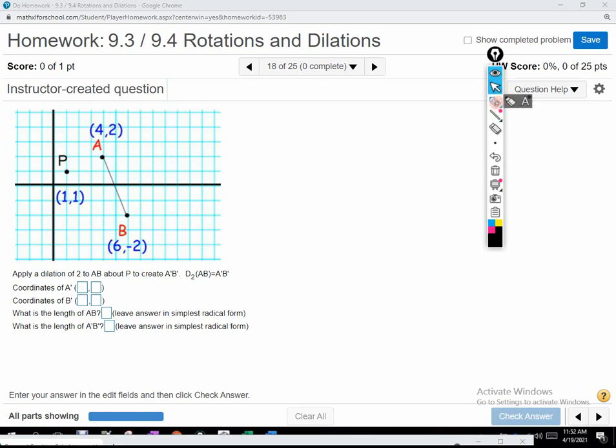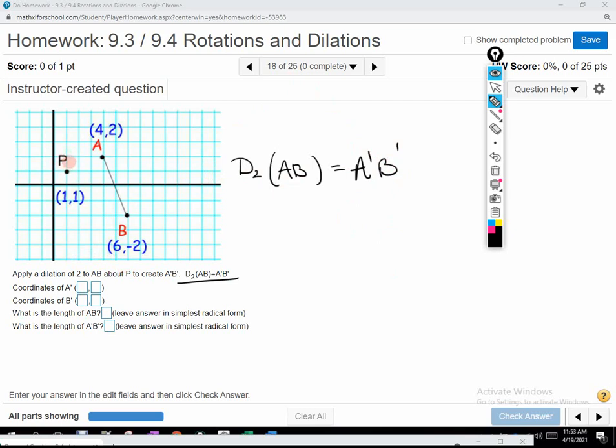Okay, so the one thing that we need to understand here is it says apply dilation of 2 to AB about point P to create A prime B prime. The notation that you would normally see with that would be a D with a subscript 2. There's your dilation factor, and then in parentheses they put the pre-image, and then this would be your image. Okay, so that's the notation with that. I mean, dilation of 2 of AB to get A prime B prime. But we're doing this around point P, which is not 0, 0.